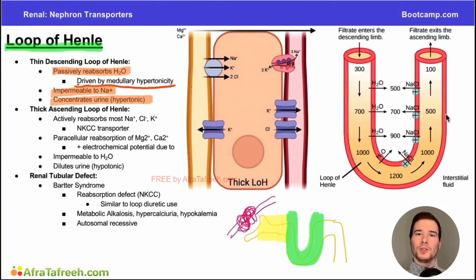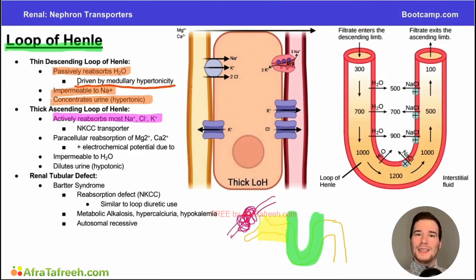Next, let's turn our attention to the thick ascending loop of Henle. This is where a lot of the transporters are that we need to know. This is where a lot of our pharmacologic interventions work. And you'll notice as we talk about this, there are a lot of things that essentially are the opposite of what the thin descending limb did. The first point is that there's actively reabsorbed sodium, chloride, and potassium in this portion of the nephron.